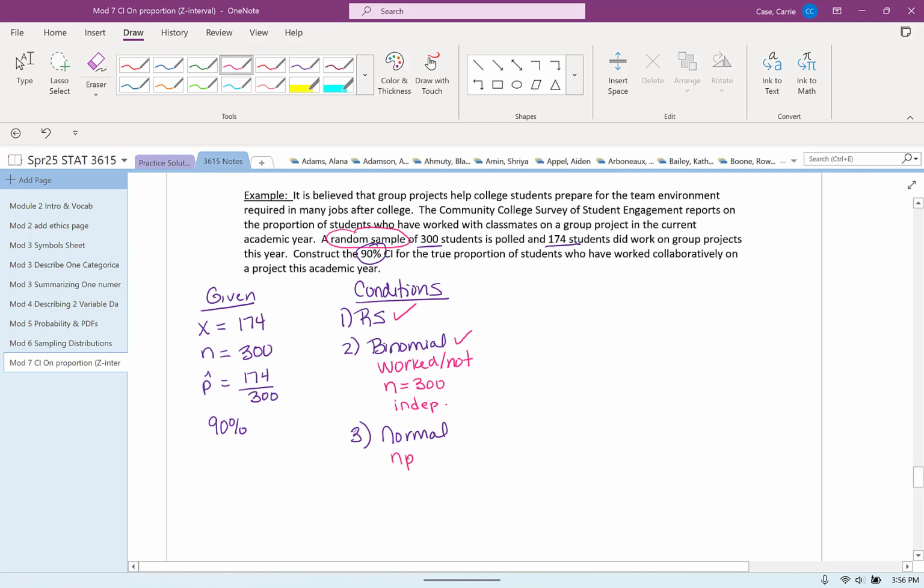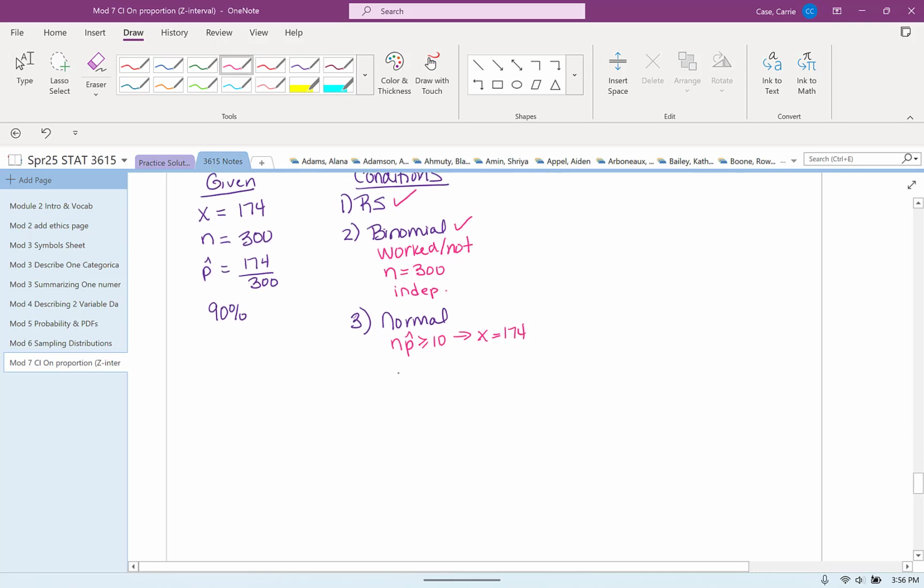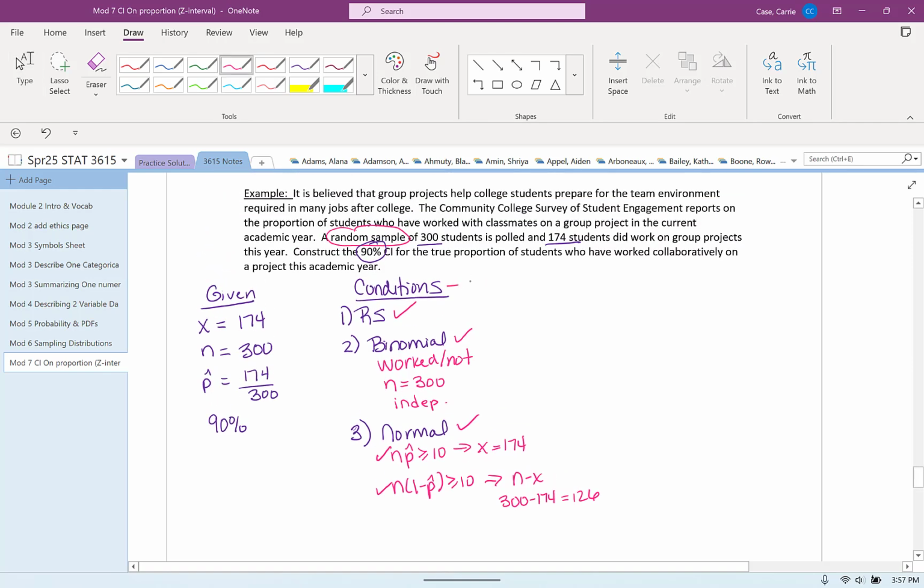Normality, we need to show that n times p hat is greater than or equal to 10. And remember, that's just x. You could do that math there if you wanted to, or you can remember that it's x. N times 1 minus p hat has to be greater than or equal to 10, and that's n minus x, which is 300 minus 174, and that's 126. Both of these numbers are greater than 10, so the normality condition is also met. When that happens, we are allowed to do a one proportion z interval.